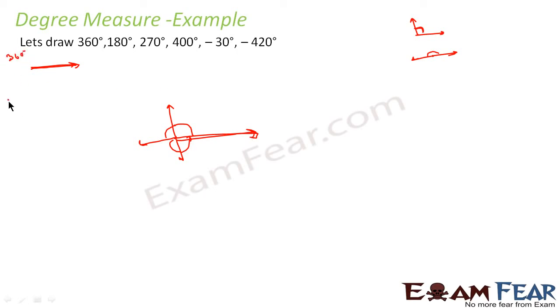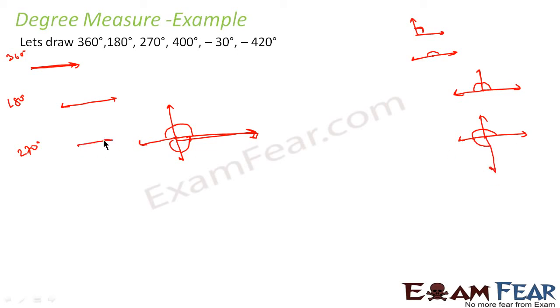Let's draw 180. If you see, this is 90. Again, one more 90. So you get a straight line. So 180 degrees is a straight line. For 270, again let's start. This is 90. Correct? Again, one more 90 is 180. One more 90 will be 270. So this becomes 270. So this is my angle.